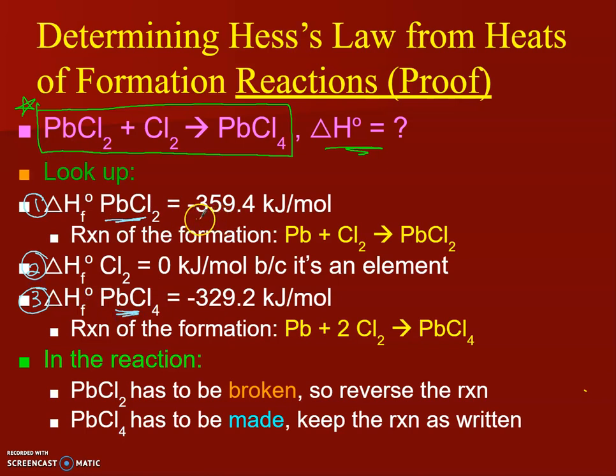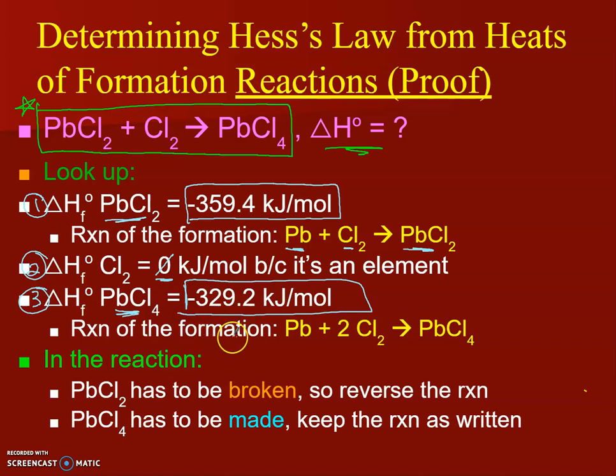Well, PbCl2 I can look up, and that is going to be negative 359.4 kilojoules per mole. And the heat of formation equation from its reactions is Pb plus Cl2 makes PbCl2. So that's how much energy it takes to form it. Chlorine is 0 because it's an element, so it already exists in nature. And number three, the heat of formation for PbCl4 is negative 329.2 kilojoules per mole. Its heat of formation reaction is Pb plus 2Cl2 to make PbCl4.